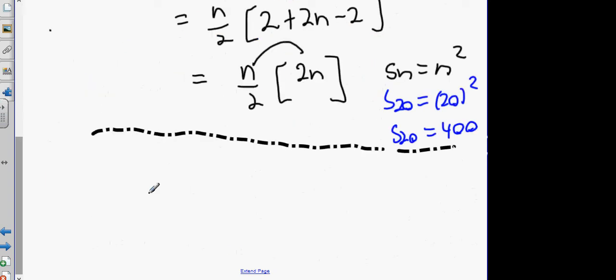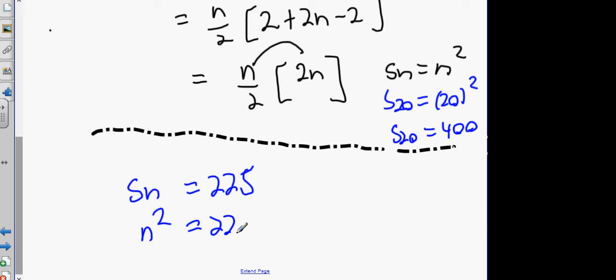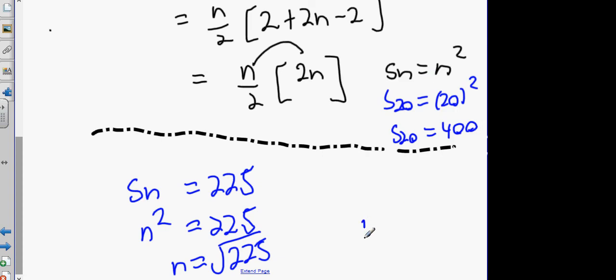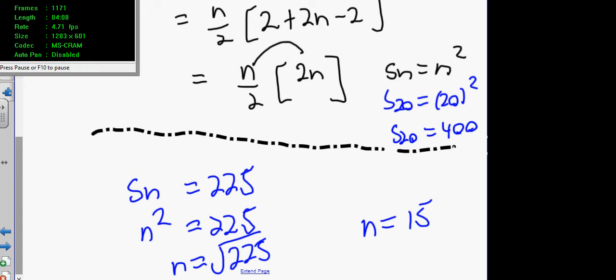So all we have to do here is say S of n equals 225. The formula for S of n is n squared. N squared equals 225. To find out what n is, all you have to do is square root 225. I don't know that one off by heart, so I think it's 15 maybe. Oh, it's 15. Right, so n equals 15. Okay, so any questions on that one?